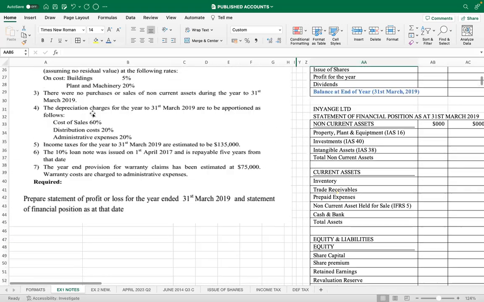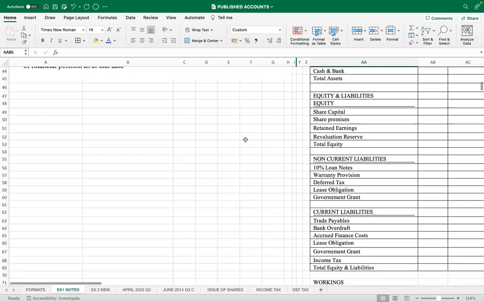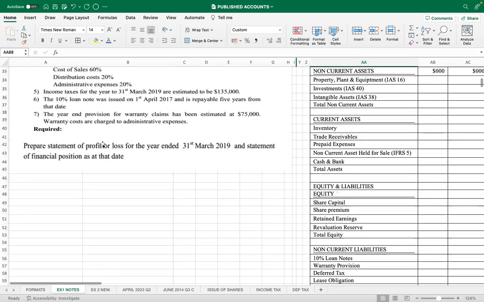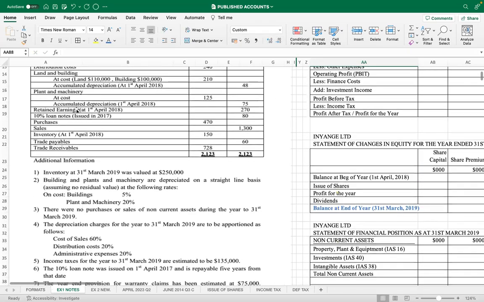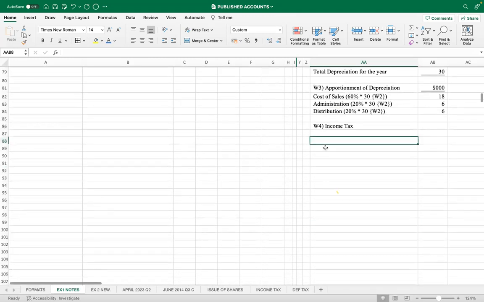So next we are being told income tax for the year to 31st March 2019 is estimated as 135. So that leads us to the next, working 4. That's why we were covering standards in the morning. We were covering workings in the morning. So there is a working on income tax. Now, in this question, there is nowhere written deferred tax. I've not seen any deferred tax. So we don't account for deferred tax.